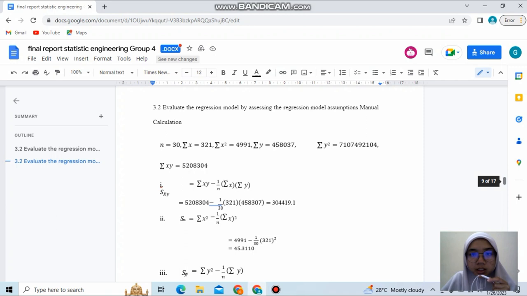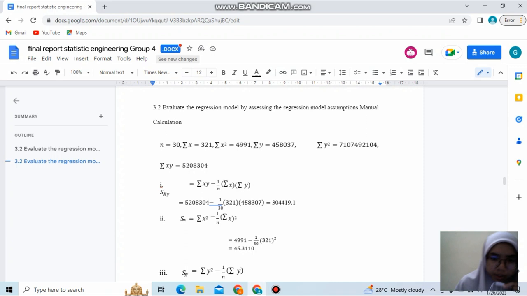So we find that n equals 30, and the total for x is 321, the total for x squared is 4991, the total for y is 458037, and the total for y squared is 71074921104. So by using the formula, we find Sxx.